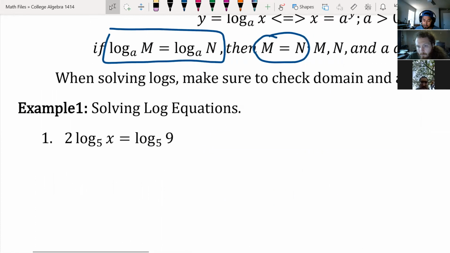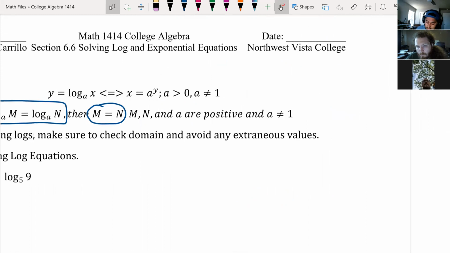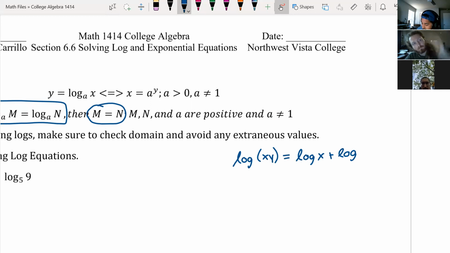So let's go ahead and start solving, and we're going to use those 3 main log properties we learned last time. Let me just write them down again so we have them. So product to sum: if we had log or natural log of xy, this became log x plus log y.